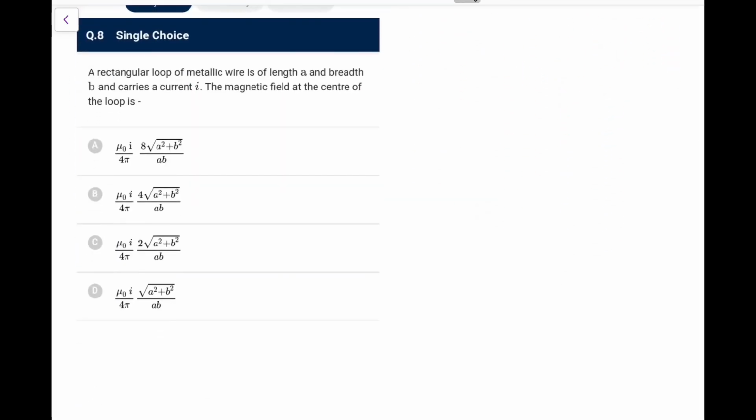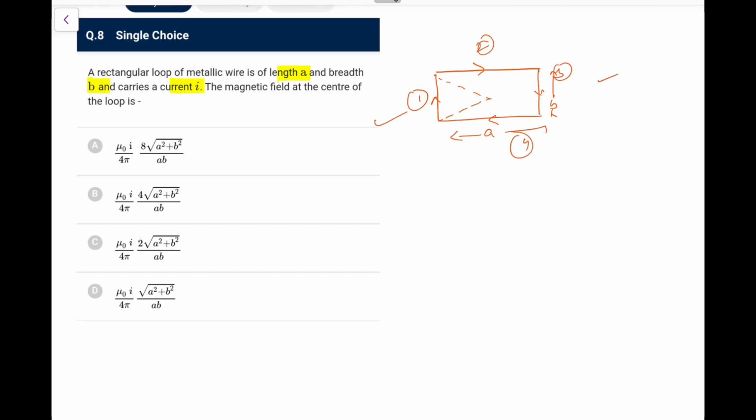Next, rectangular loop, metallic wire, length A, breadth B, carries current I. Magnetic field at the center of the loop will be, okay, let it be like this. This is A, this is B, carries a current I like this. So we know all fields will add up, and let's say first of all due to this first section, second section, third and fourth. So 1 and 3 have the same field, 2 and 4 have the same field. So first due to first one. Let's say this angle is theta. So what would be this theta? This is A by 2, this is B by 2. So tan theta is equal to A by B. So what we need is cos theta.